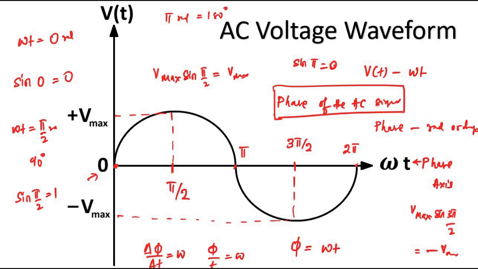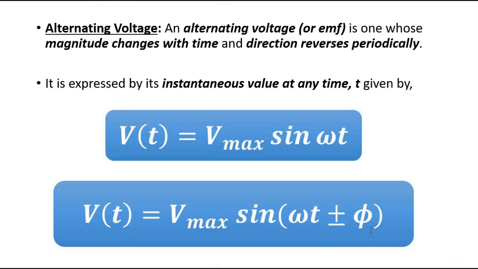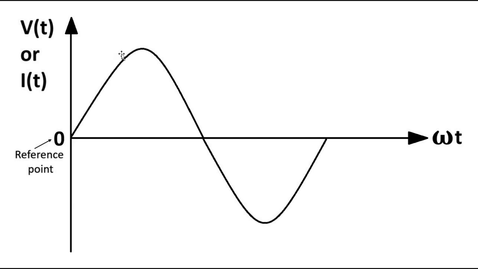Now suppose we want to introduce this initial phase angle part. First we'll consider without initial phase angle, where phase angle is equal to 0 radian or degree. So the waveform of such a signal is this. It starts from 0, acquires a positive peak, then goes to 0, acquires a negative peak, then goes to 0. Whether it is a voltage or current signal, it starts from 0, from origin.